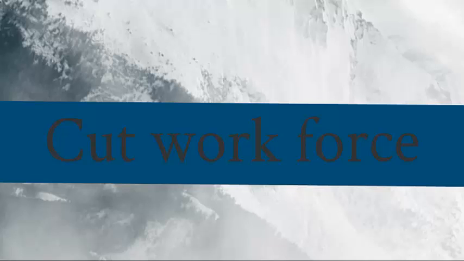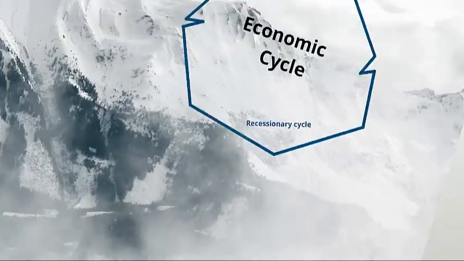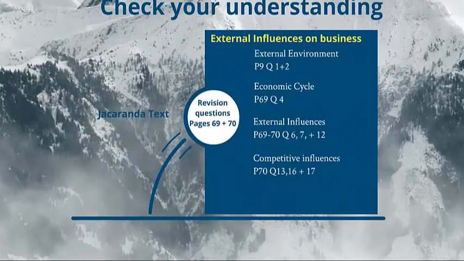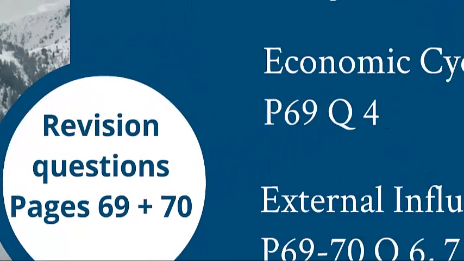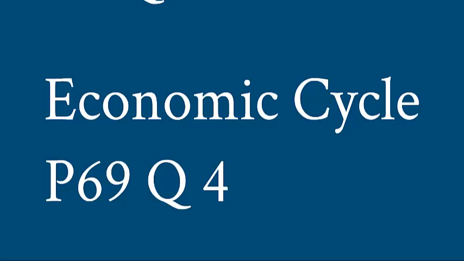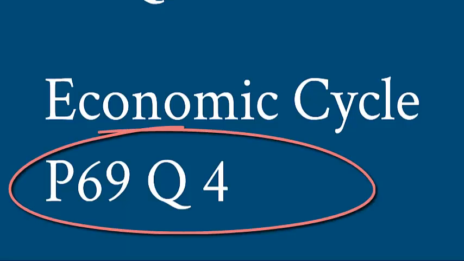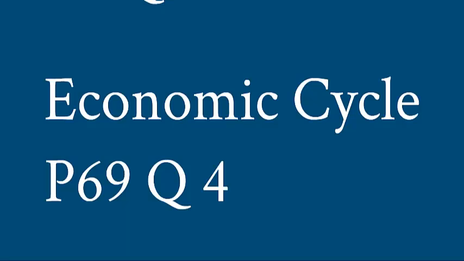Now, having looked at all that, I want you to please check your understanding. It's on page 69 and 70. In particular, there's just one question there. Question 4 I'd like you to do, please. So pause it now, consolidate your understanding, and then once you're finished, go forward to the next section. Now that's all of the external influences.